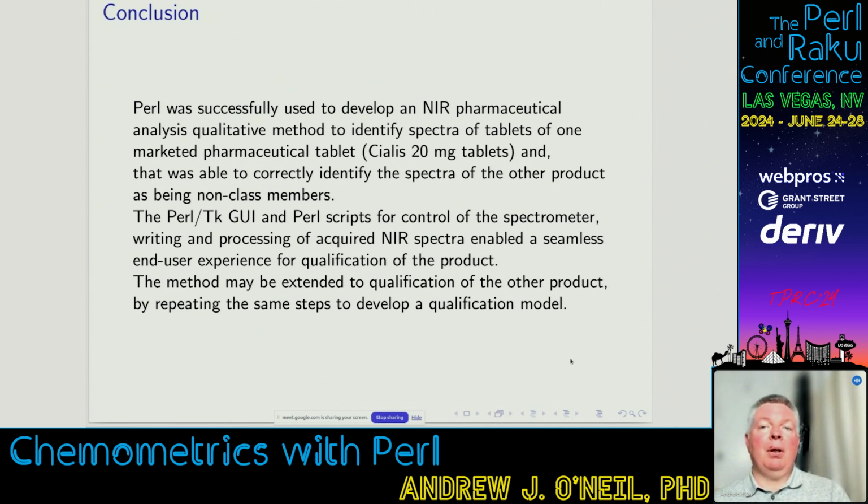So in this case, I also put here that this method could be repeated the other way around. You could produce a model for Viagra, and then validate it with the Cialis spectra. But it's been quite useful for me in my work. So I'm quite impressed with Perl.